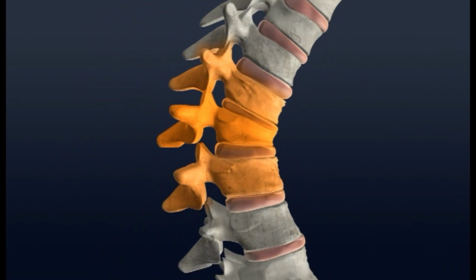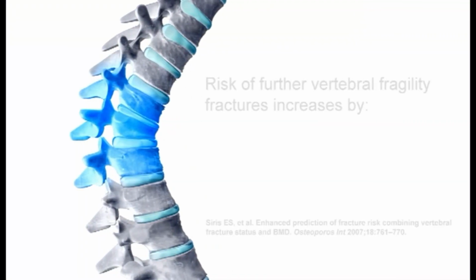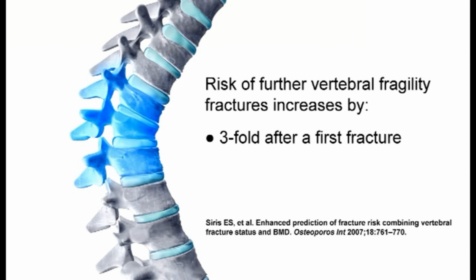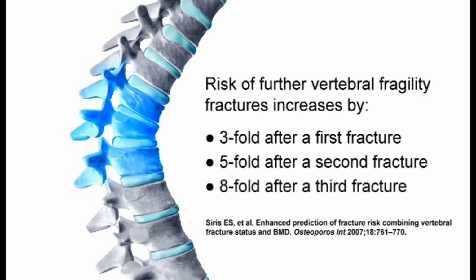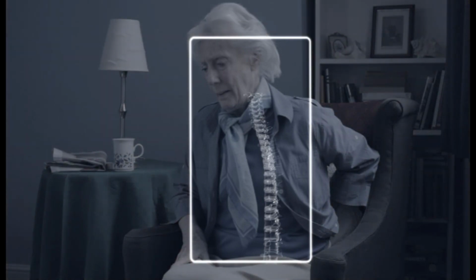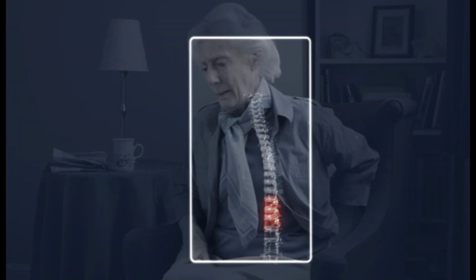The risk of further vertebral fragility fractures, independent of bone mineral density, increases threefold after a first fracture, fivefold after a second fracture, and eightfold after a third fracture. A fracture can disrupt every aspect of daily life. It is painful, and recovery takes place over many months. Subsequent fragility fractures can seriously affect a patient's mobility and posture.